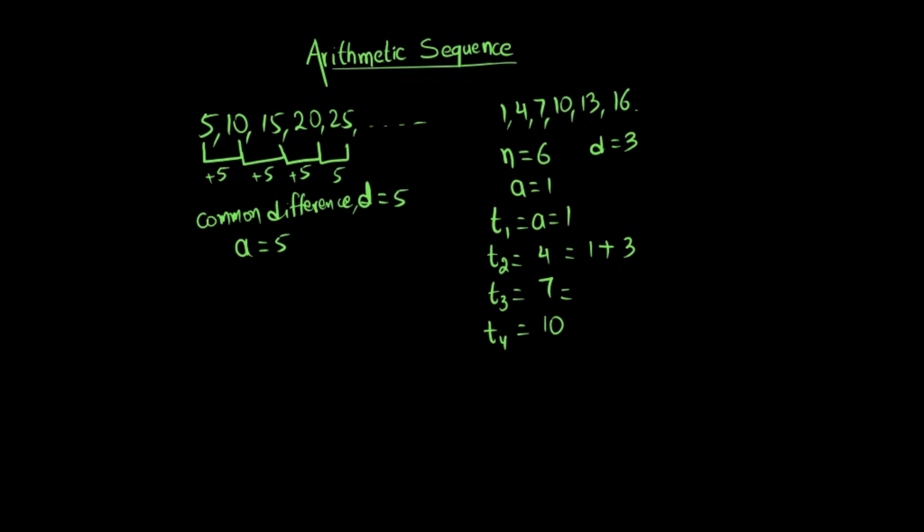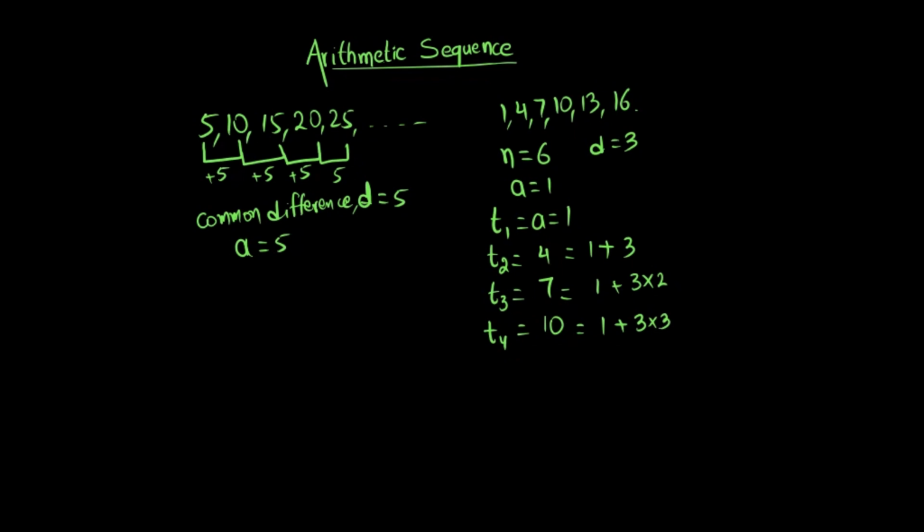7 can be written as 1, the first number, plus 3 times 2. Because the numbers go up by 3. So plus 3 gives you 4. And plus another 3 gives you 7. So you are increasing by 3 twice to get to the third term. So 7 would be 1 plus 3 times 2. To get to the fourth term, you need to increase by the common difference 3 times.